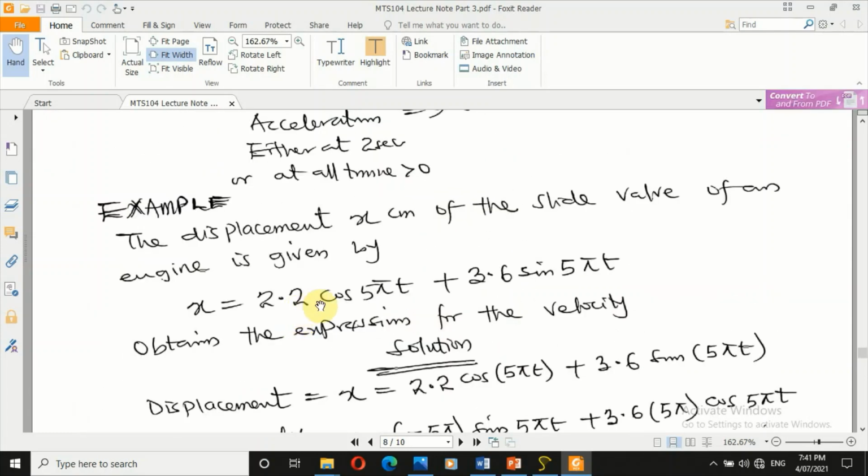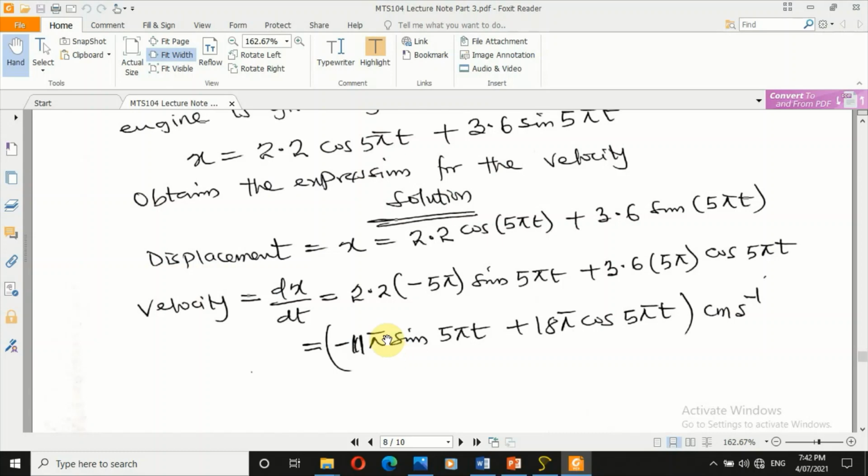Now, next example. The displacement in centimeters of the slide valve of an engine is given by this. Obtain the expression for the velocity. Here, you only need to differentiate once. And when you differentiate, take note, I'm saying it again: how do you differentiate cos and sin? Go and learn. Practice so that you won't make mistakes. We are only asked to find the expression. And here, you have the answer in centimeters. Do you know that we can convert this to meters? Go and learn how to do that. All we need to do is to change this to meters, then we multiply every term by something.